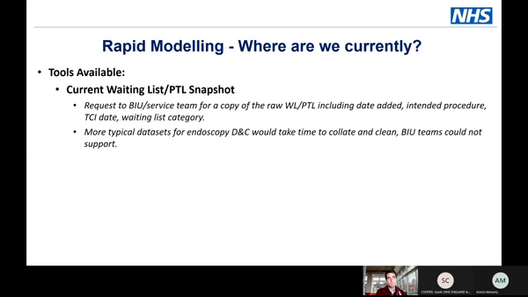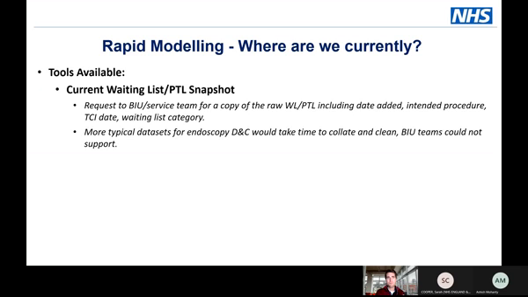Now, this was very easy to get hold of because most units or teams will have easy access to that. It will probably be a general regular report that they get, or a report that they're able to pull down themselves from their systems, or it is a very straightforward request to BIU, who should have easy access to that report. As I say, it's a very common request. And that PTL snapshot should include the date that the request was added to the waiting list, the intended procedure, the to come in date or the TCI date, and the waiting list category, or however it's categorized on your waiting list. All of that is very normal to that report.